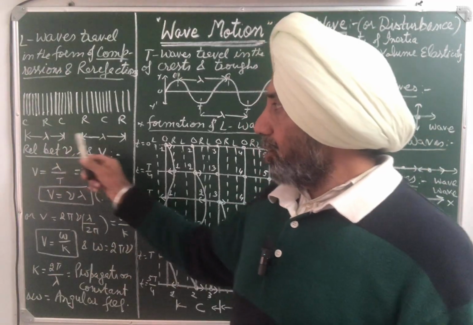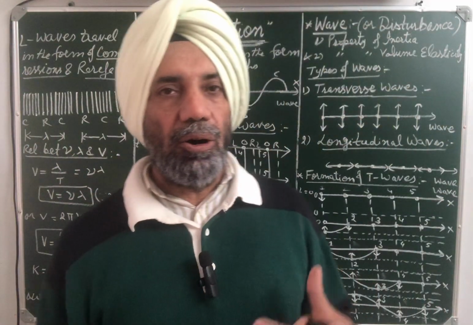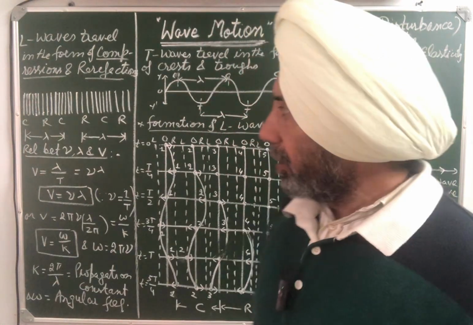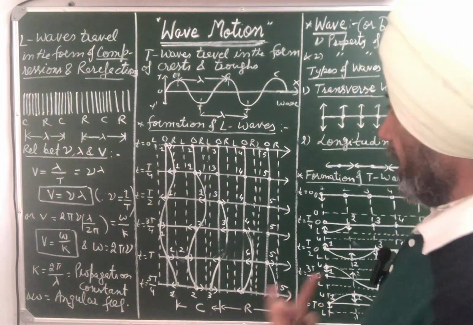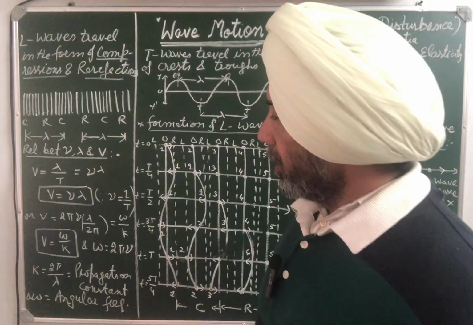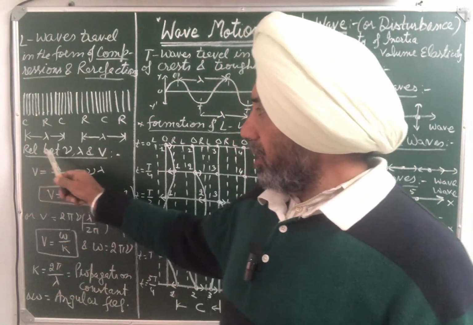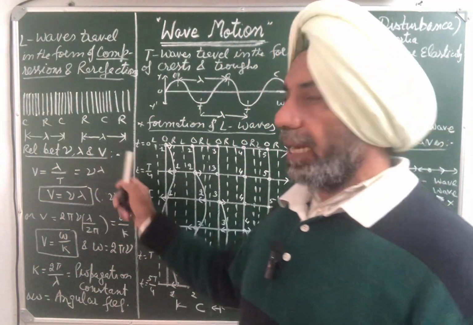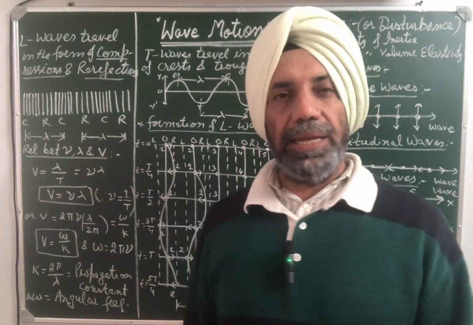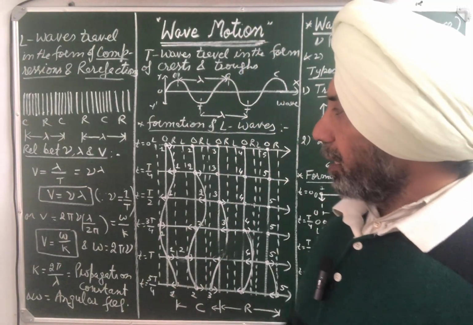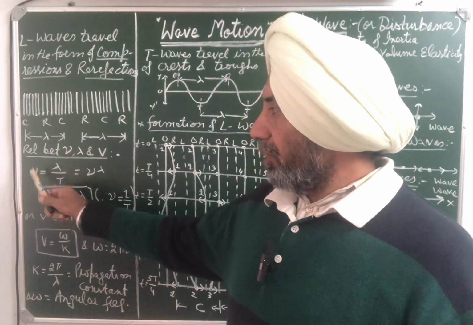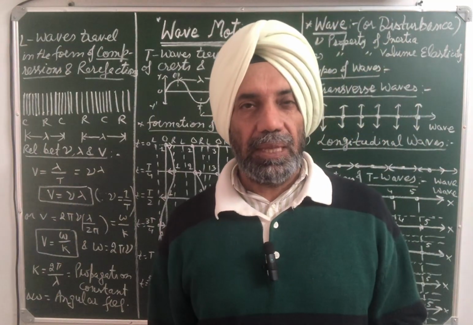So this is how transverse waves and longitudinal waves travel through a medium. Now, what is the relation between frequency, wavelength and wave velocity? This is a general expression for any kind of wave. Suppose v is the velocity of the wave.